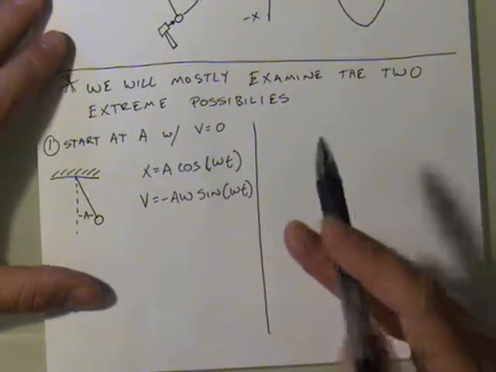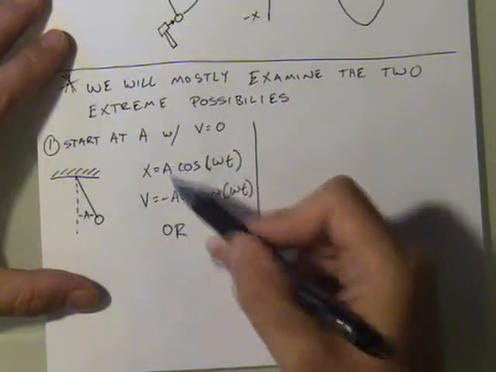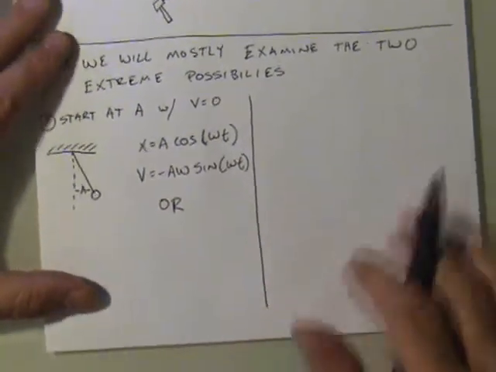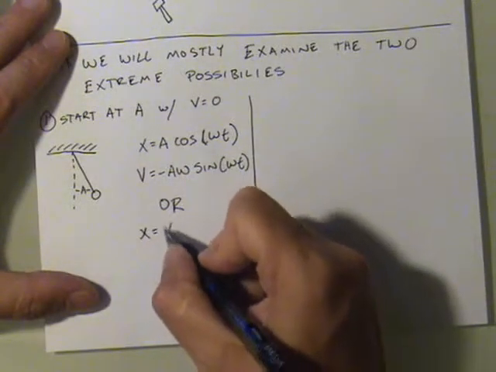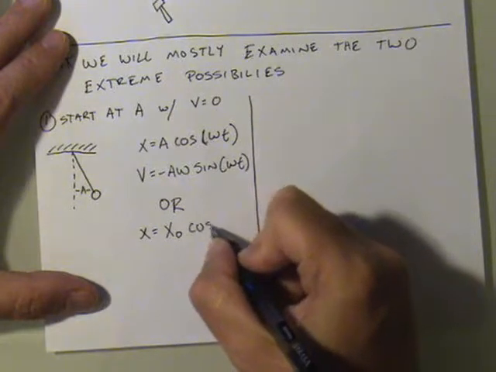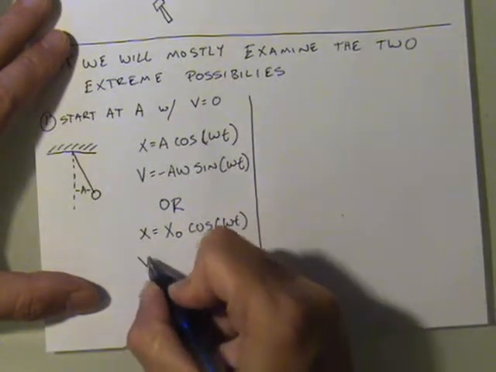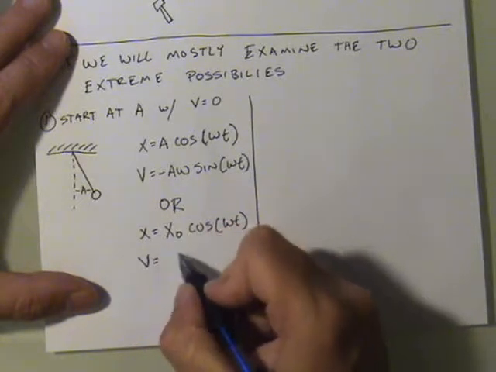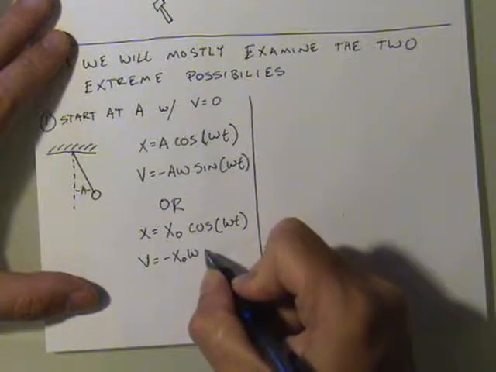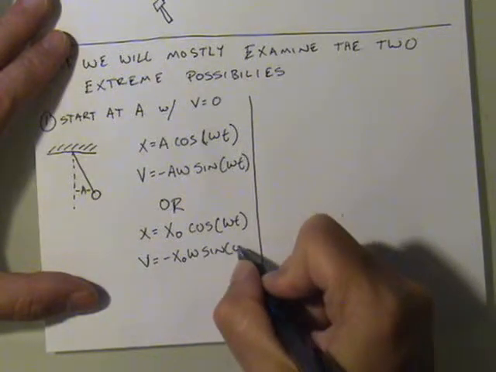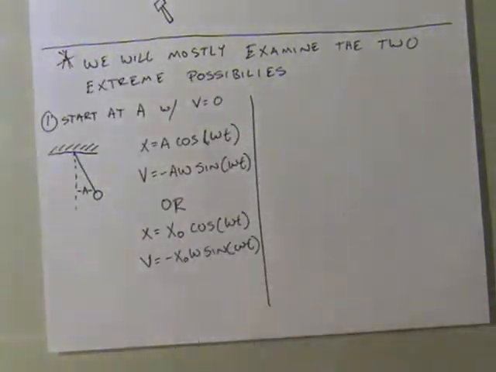But I do want to point out that in the data booklet, they don't use the letter A to represent the amplitude. They use a slightly different variation of it. So if you remember, I told you that x naught could also be a way of describing that, and then v would be equal to... this is the way that it's going to look in the data booklet.